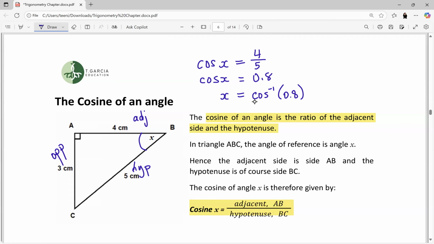y'all check it on your calculator for me, please. I'm going to call somebody randomly. Check what is cos inverse of 0.8. You could just type second function cos 4 over 5 and you'll get the same answer. Or you could do second function cos 0.8 equal sign and you'll get the same answer. Joshua, what did you get when you did the cos inverse of 0.8?